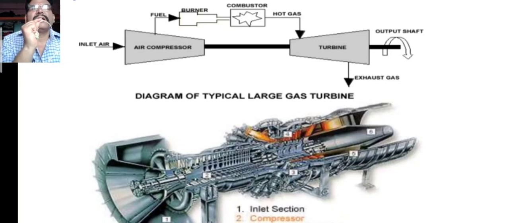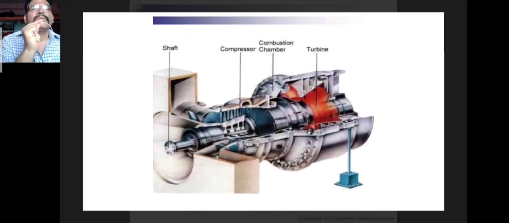Then in the combustion chamber the fuel is supplied with the help of the burner. It means combustion is taking place in the combustion chamber, and the hot gases are supplied to the turbine. As the generator is always connected to the output of the turbine shaft, there is a generation of electricity. That shows the typical diagram of the gas turbine.